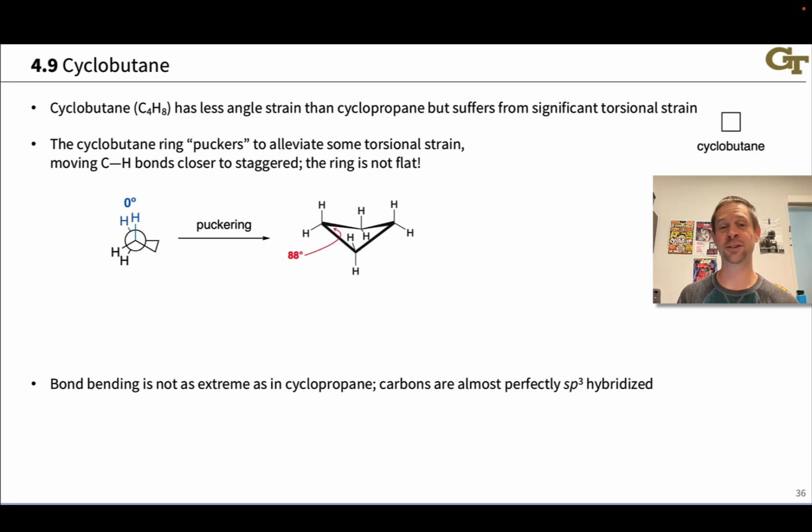And so what the molecule does to lower its energy is actually pucker a little bit. We can see in the actual structure, in the true most stable conformation of cyclobutane, there's a bit of a puckering.